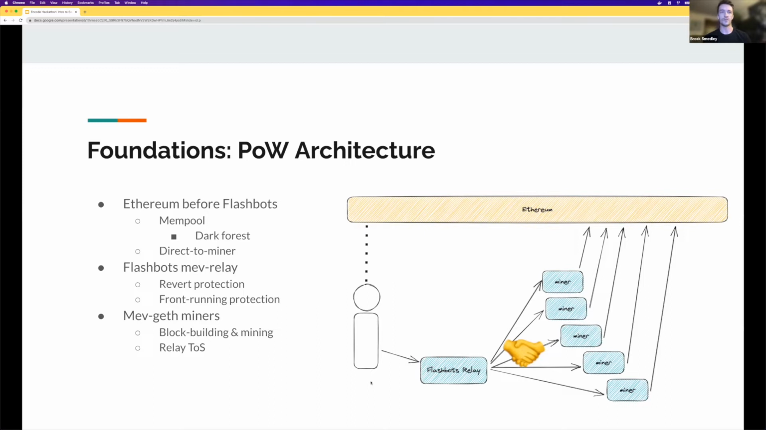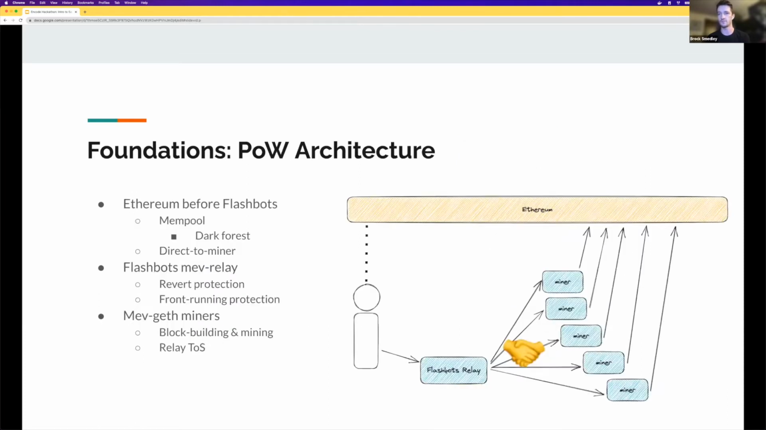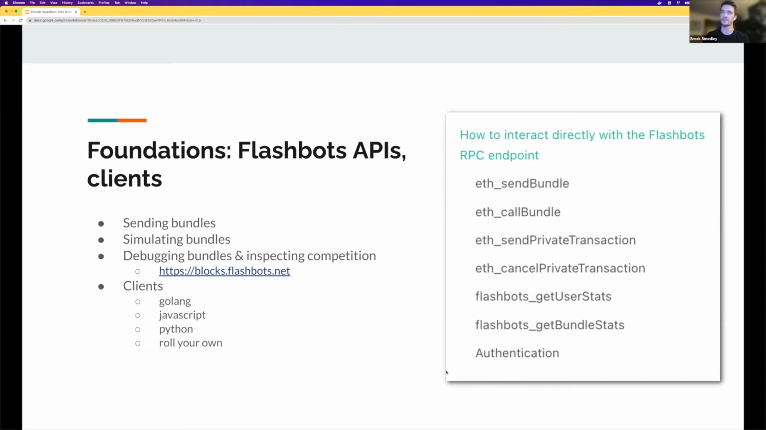But okay, so that's the architecture. Now let's look at how we actually send transactions to Flashbots as searchers. On the right here, we have all these JSON RPC endpoints. These are the endpoints that are exposed by the Flashbots relay. Let me run through them real quick. Send bundle, that's pretty self-explanatory. You call this to send a bundle, which again is an ordered list of transactions.